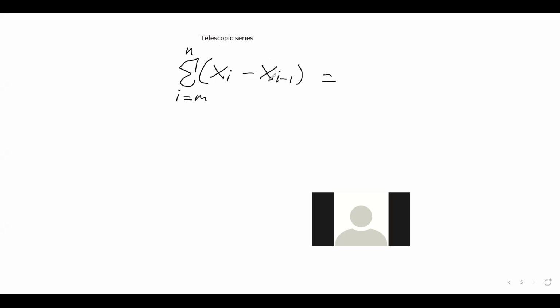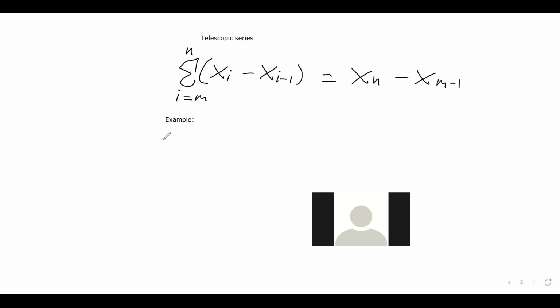Okay, the definition is as follows. You have the summation of i from m all the way up to n. And the structure you have to be looking for is xi minus xi minus 1. So this is the structure we're looking for. And what it will tell you is that if you have this structure, and I will show you some examples so that you can recognize the structure, everything will cancel out except for your n term and the m minus 1 term. And I will show you some examples of what we mean with this definition.